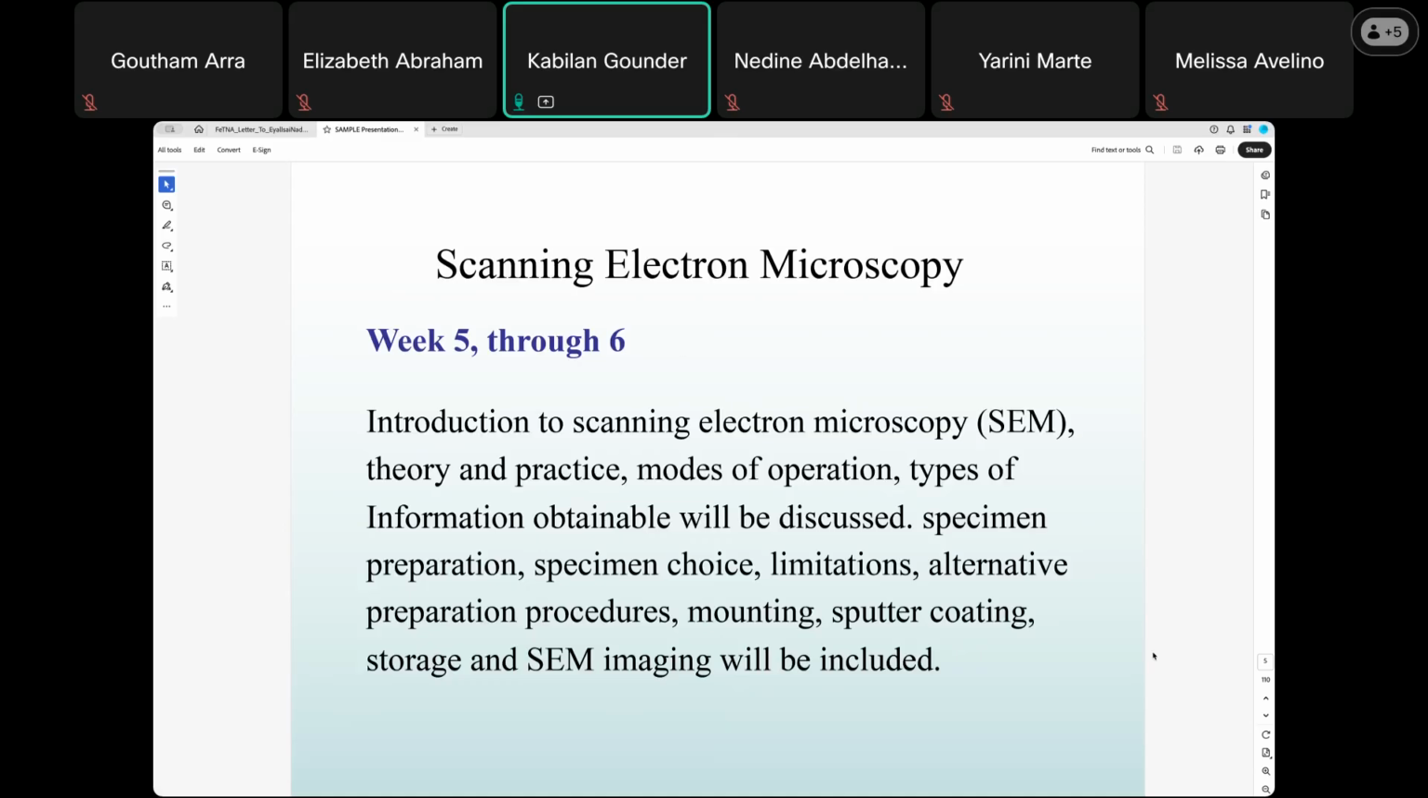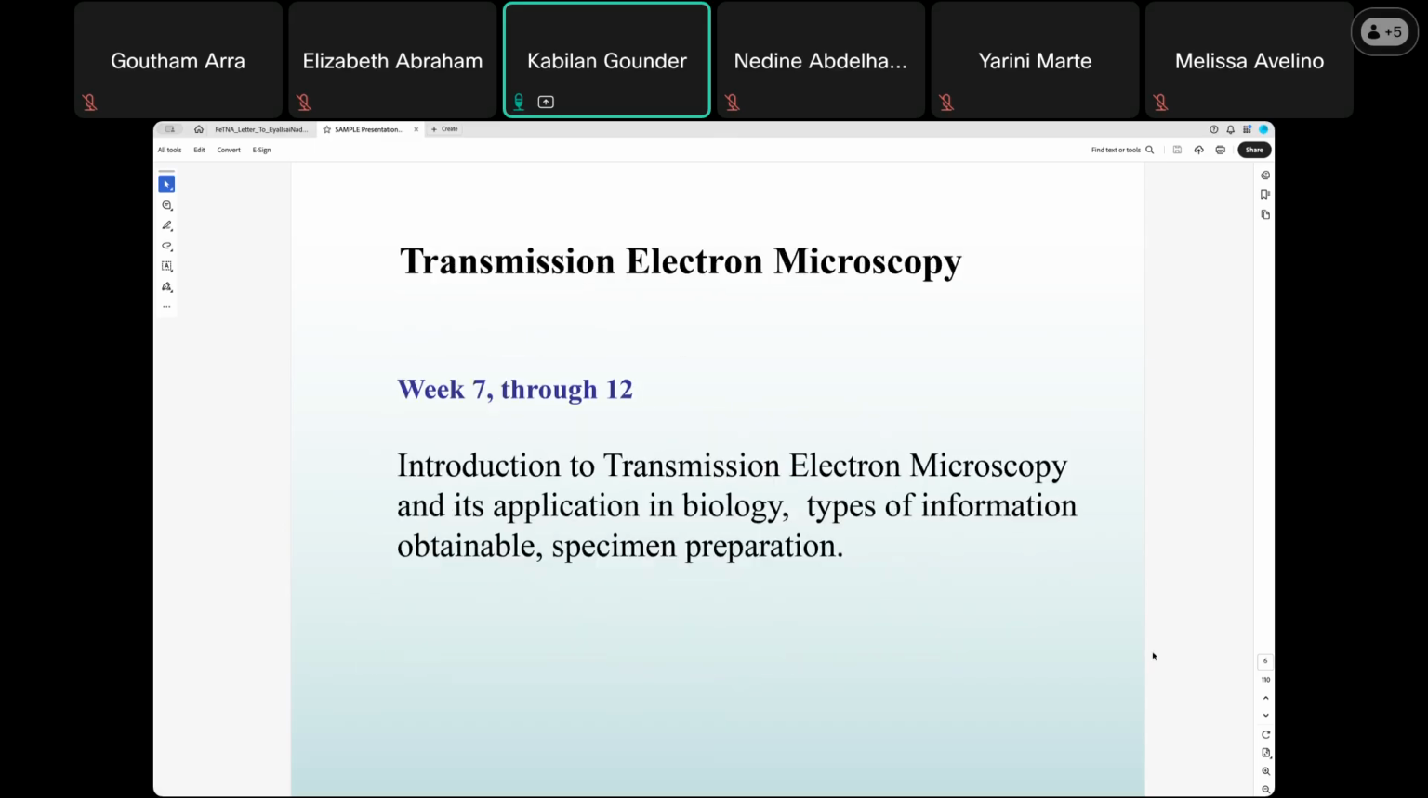So the scanning electron microscope is again the basics of electron microscopy. What is the mode of operation and what type of information you are going to get from this scanning electron microscope, and also what are the limitations and advantages, how you will store these images, and whether you are going to get only 3D images from the scanning electron microscope. That we will discuss in weeks 5 and 6.